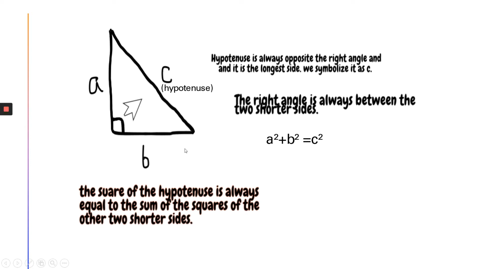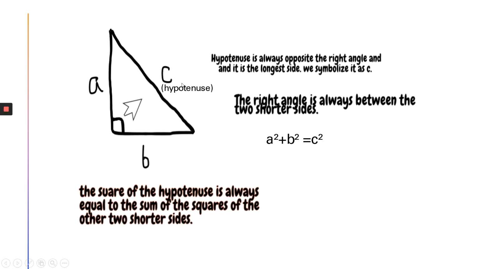Before we see how a squared plus b squared equals c squared, let's just show you an example of a right angled triangle and it's labeled. The hypotenuse is always opposite the right angle and it is the longest side. We symbolize it as c. So as you can see, this is c and this is the hypotenuse. The hypotenuse is always the longest side and it's always opposite the right angle. This is the right angle, and there's an arrow showing you the opposite.